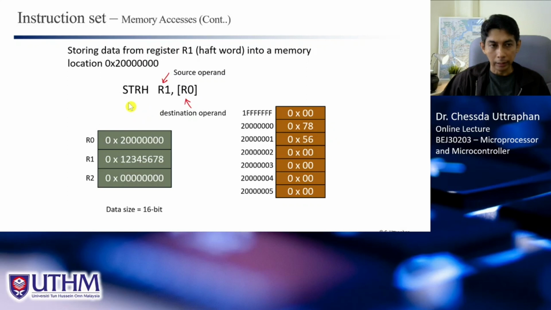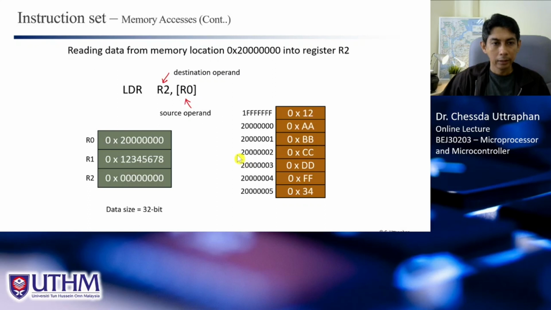So this is store half word, and we also can store 1 byte from the register into the memory. So the instruction is STRB, byte. Again, same thing here, the effective address is this. So now 78 will go to the memory, 78 here. So that will be the store.